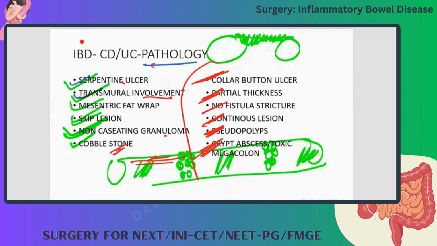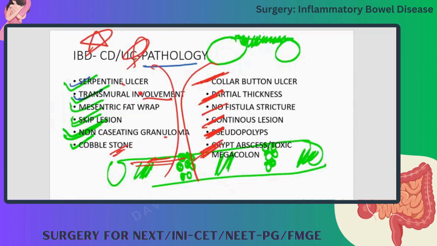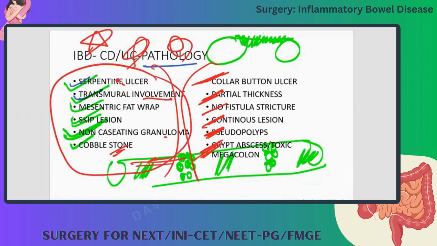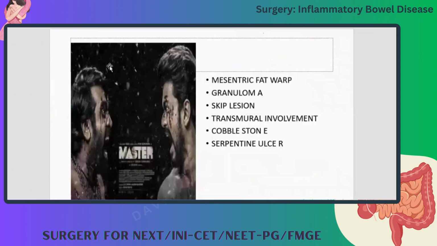So this slide is the most important slide from the MCQ point of view and for NEET also. They will give one-liners and ask which of these findings. Serpentine ulcer will be there, you have to pick Crohn's disease. Transmural involvement, pick Crohn's disease. Skip lesion, pick Crohn's disease. Continuous lesion is there, then what will you pick? Ulcerative colitis.